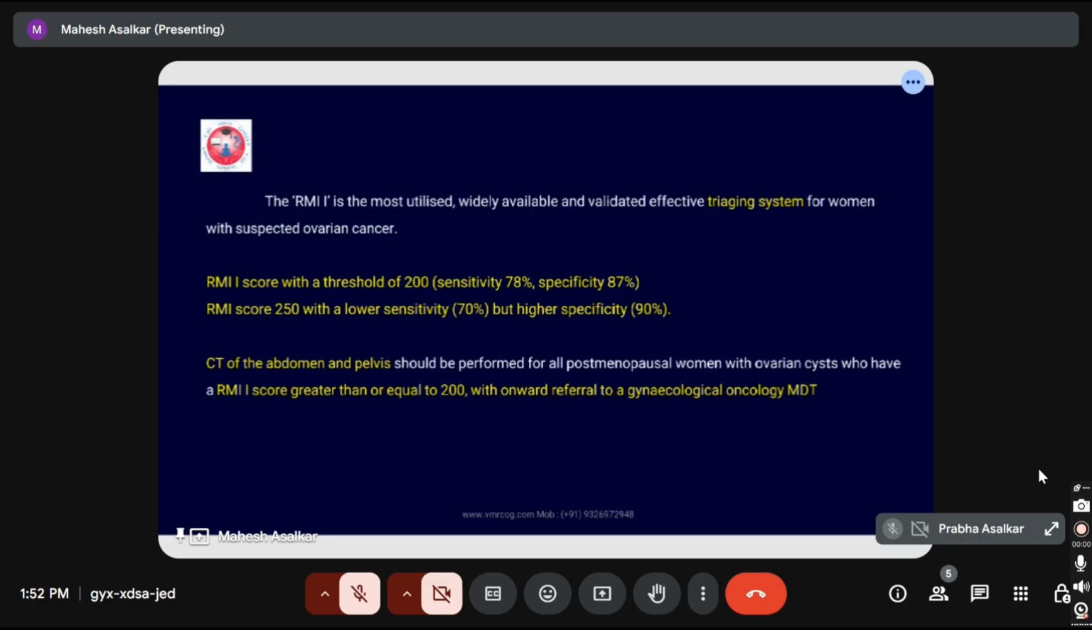Now CT of the abdomen and pelvis should be performed for all postmenopausal women with an ovarian cyst who have an RMI score of 200 or more, and we should refer them to the gynecological oncology MDT. Again, this question can be asked as data interpretation. They can ask you the next step. Previously we have seen that the patient has symptoms and the CA125 level is done. The CA125 is say 105. What was the next step?